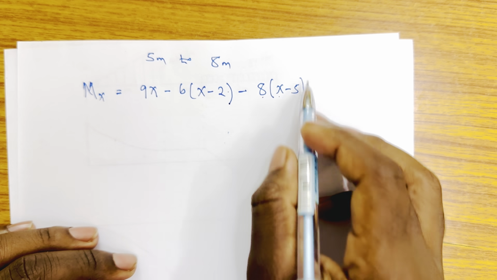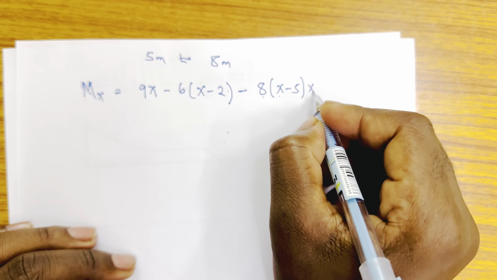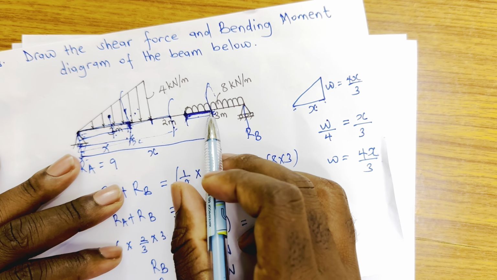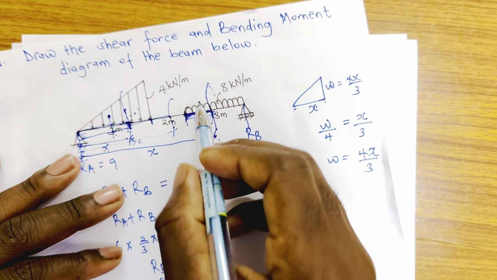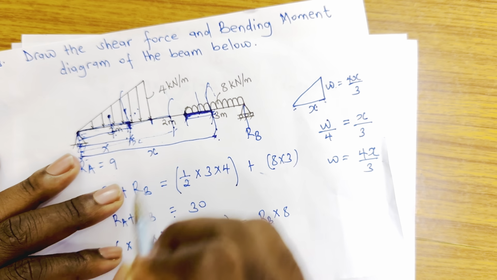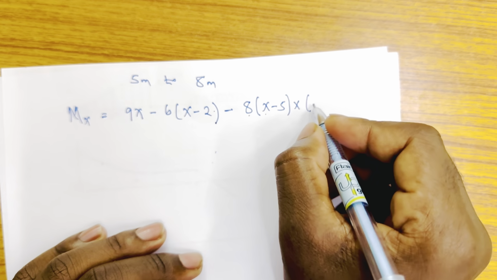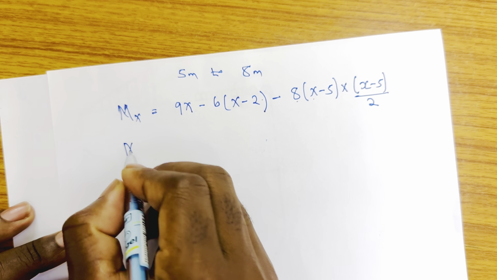We have just converted it into the force. If I need to make it the moment, I have to multiply by half of the distance, because this is the distance x minus 5. Where is it acting? It is acting at half of x minus 5. So I have to multiply with the distance where it is acting, which is x minus 5, but at half of it. I believe you have got this point. Please take note of that so that you do not miss it.